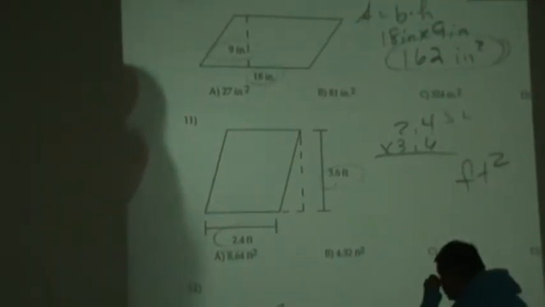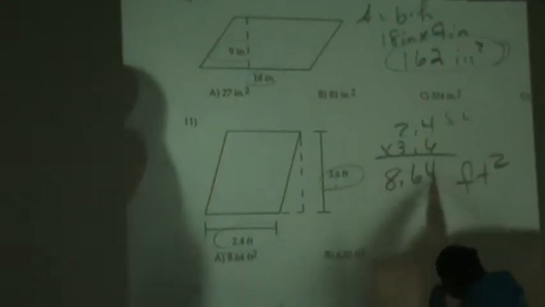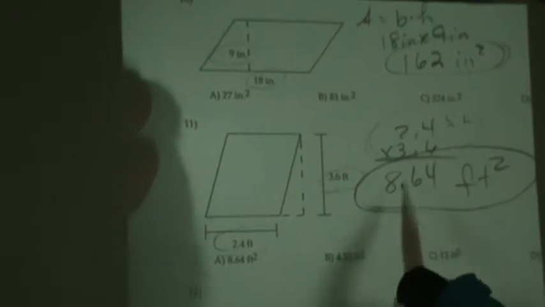Here's another parallelogram. The height's just on the side. It's still base times height. 2.4 times 3.6, these were feet, so we know it's going to be square feet. 2.4 times 3.6, 8.64. See, this is the only work you have to show. Since you can use a calculator, you don't have to show all the in-between steps.